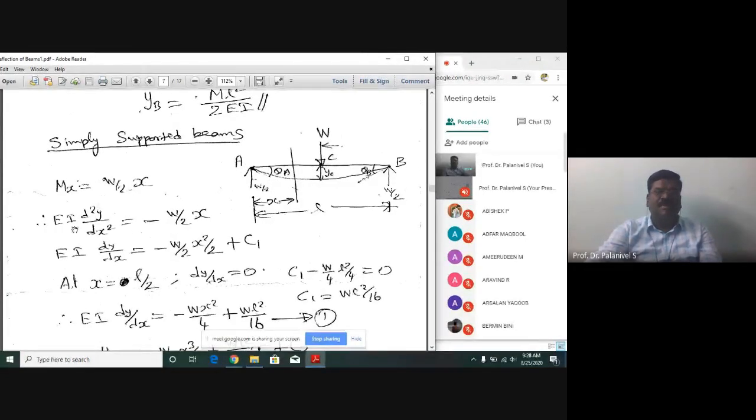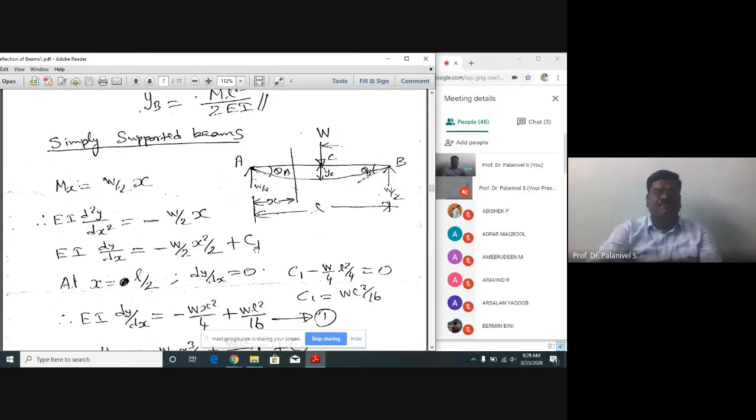Therefore, we know EI d square y by dx square is equal to minus M. That is, M is nothing but W by 2 into X. You have to write EI d square y by dx square is equal to minus M. Therefore, EI d square y by dx square is equal to minus W by 2 into X, because it is a positive moment, sagging bending moment. Already minus M in our expression is there. That's why it becomes minus here. Now integrating, you have to write EI dy by dx is equal to minus W by 2 into X square by 2 plus C1, the integral constant.